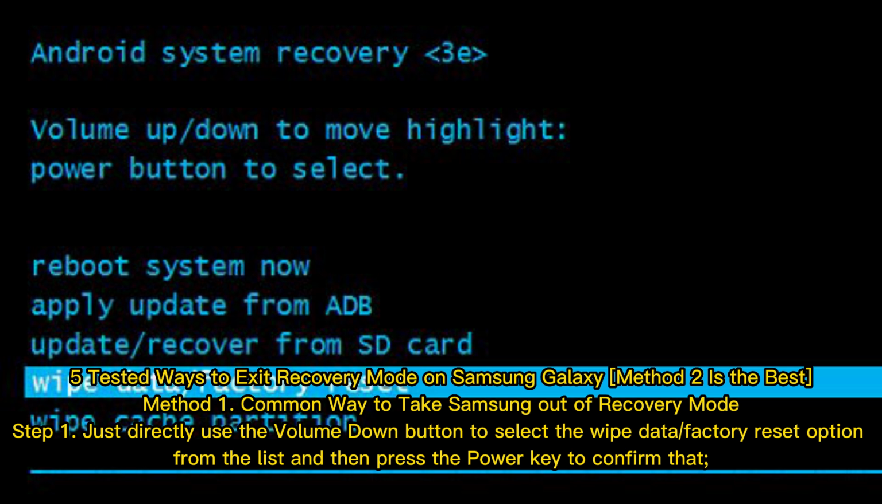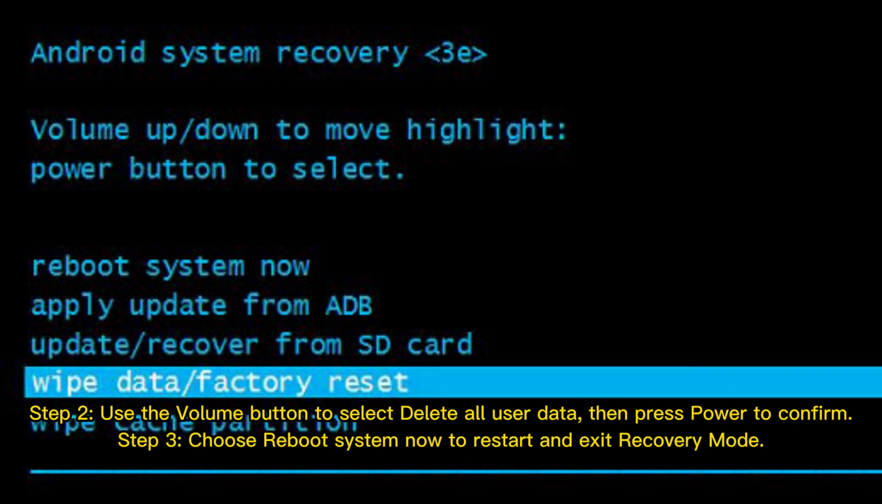Step 1. Directly use the volume down button to select the wipe data or factory reset option from the list, and then press the power key to confirm. Step 2. Use the volume button to select delete all user data, then press power to confirm. Step 3. Choose reboot system now to restart and exit recovery mode.